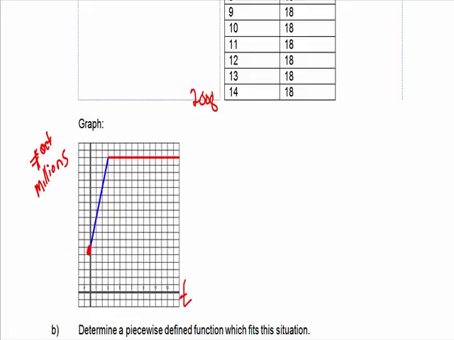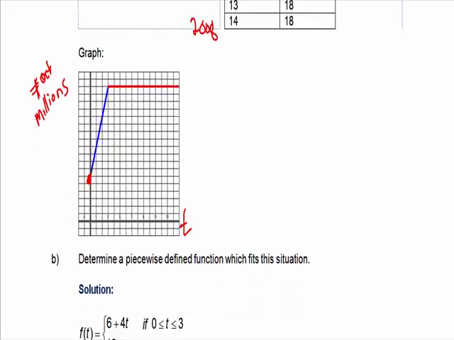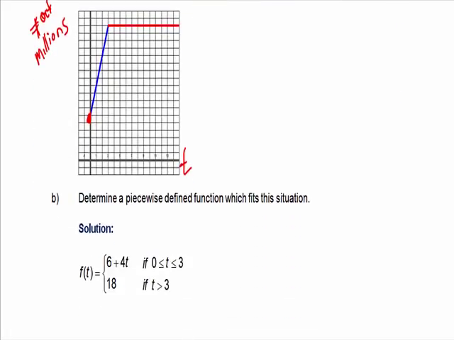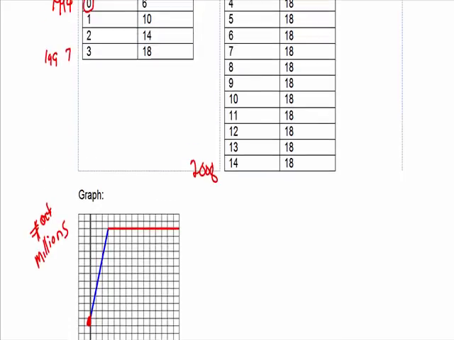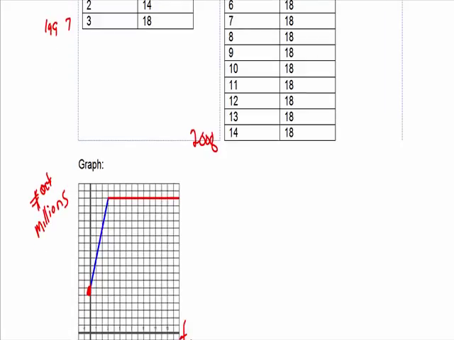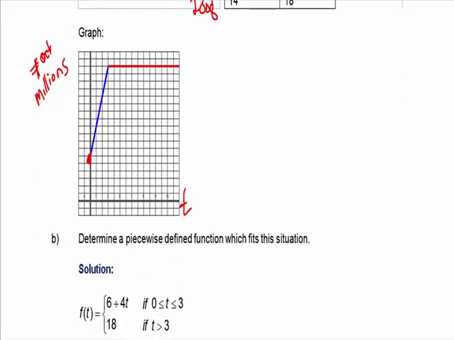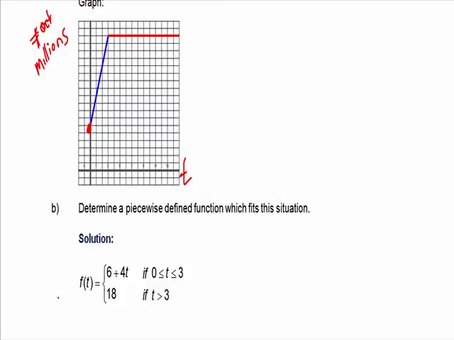Now what I'd like to do is determine a piecewise defined function which fits the situation. Notice when I look at the two pieces I have here, both of them are lines. Neither one is going to be terribly difficult to write. Let's take a look and go from there. If we take a look at our table, we developed a table that went from 0 to 3, and so that's going to be my first line. And then the second table went from there up to 14. So I went 0 to 3, and then I went for t greater than 3.